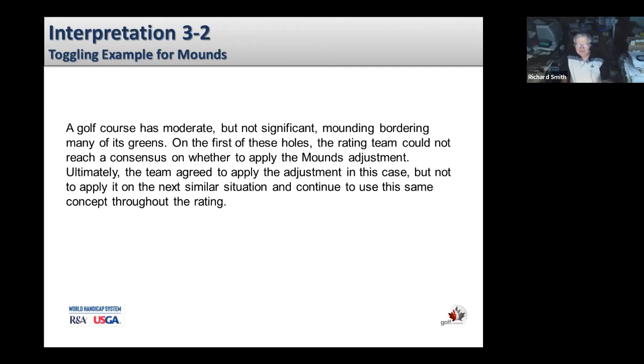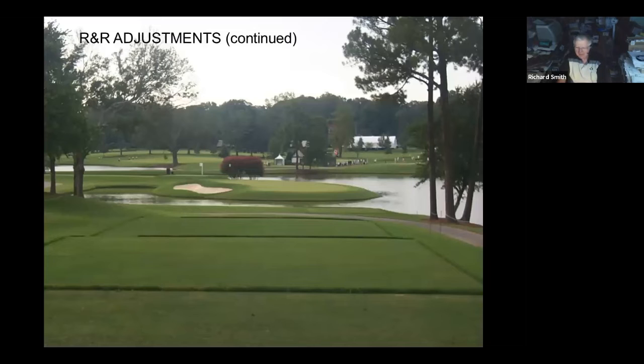So it's not unusual when you get to a course that has that kind of mounding to toggle back and forth and give it a point on, say, the first time, but not the second time you see the very similar thing, and then yes again on the third and no again on the fourth, etc. Again, that's a good thing to do. It gets you a better overall rating for mounds, or measure of the significance of mounds on that course, than picking one or the other all the time and having it be the same one.